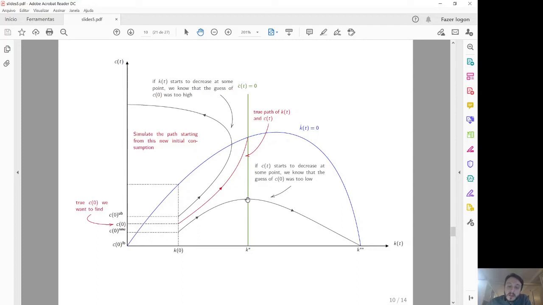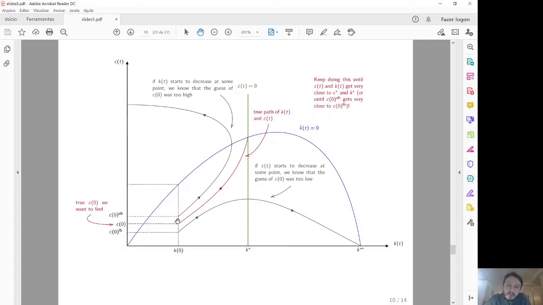So we simulate, but now we're going to see that at some point in time, consumption will start decreasing. When consumption starts decreasing, we know that the guess that we made for consumption was too low. And then now we can do the opposite. Now this will become the new lower bound for the interval in which real initial consumption lies. So that's it. We updated the bounds. And then we just do this many times. And then at some point, this algorithm will converge to the real initial consumption.